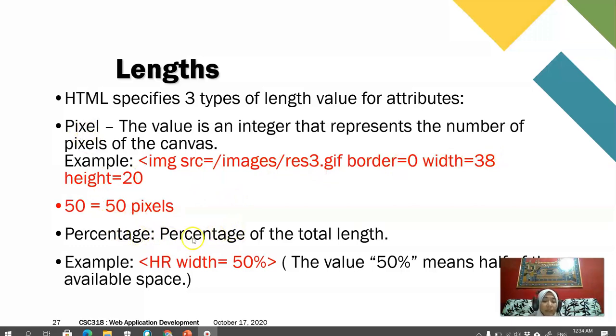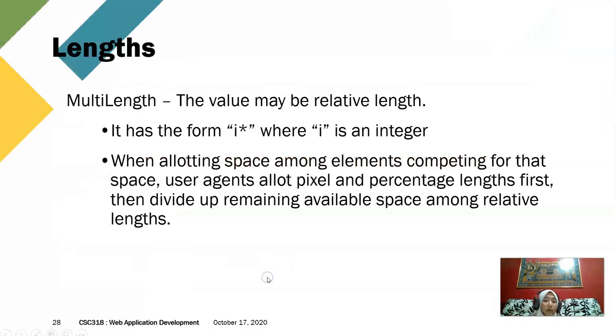In the web, percentage is of the total line. For example, you want an HR horizontal line which is only 50%, which means half of the whole page. Percentage is also normally used for the size of the table. Okay, next we look at the multi-length.